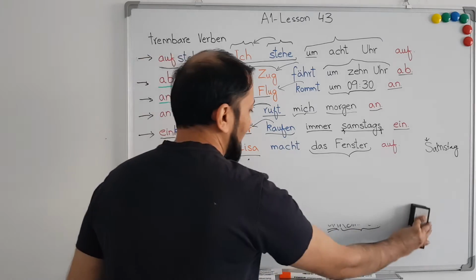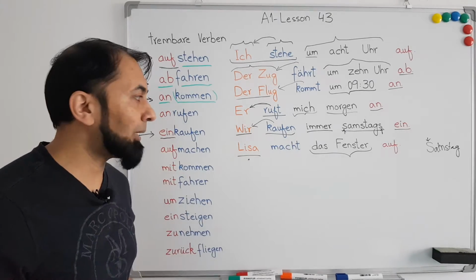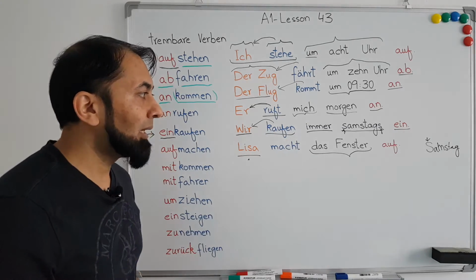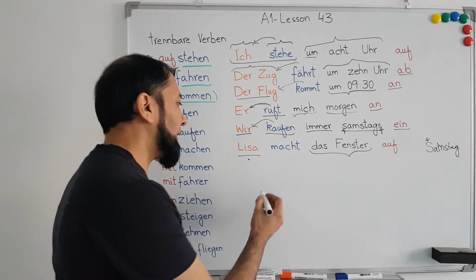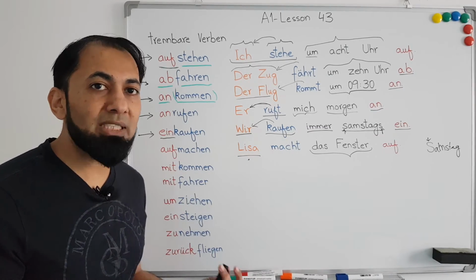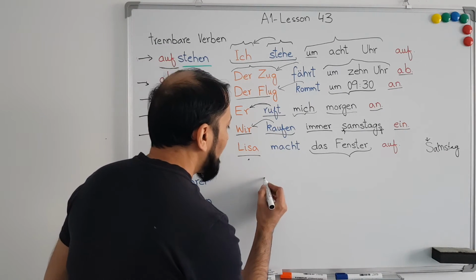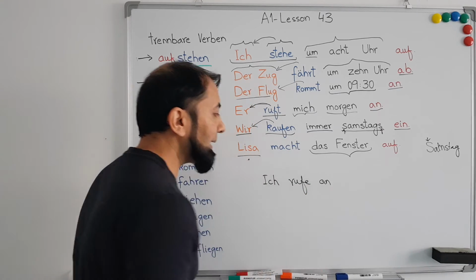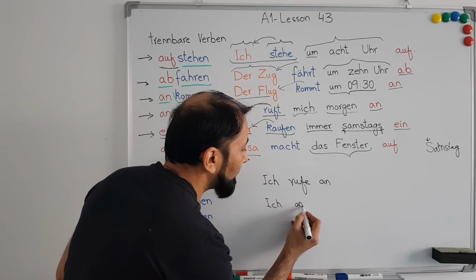But one more thing that I wanted to tell you regarding separable verbs is that whenever you use separable verbs, it's enough to have a subject and a separable verb. For example, ich rufe an, I call. So if you are calling someone and someone asks you, was machst du, and you say ich rufe an, I am calling. So in this case, you do not need to use ich anrufe.